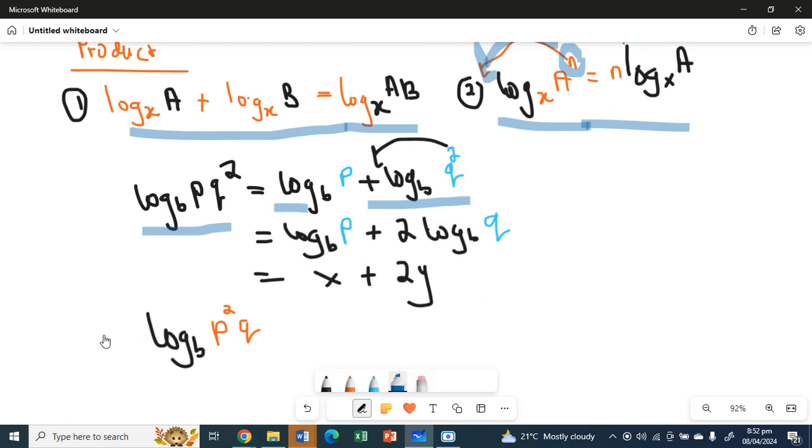Colleagues, have we all tried this one? What are we getting for this question here? It's similar to this one. Try it.